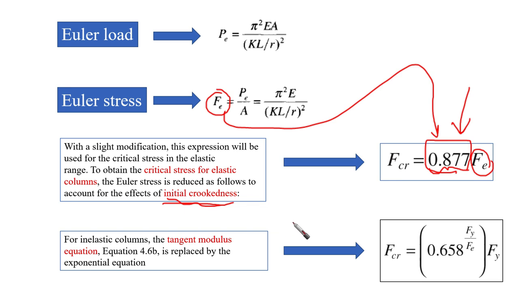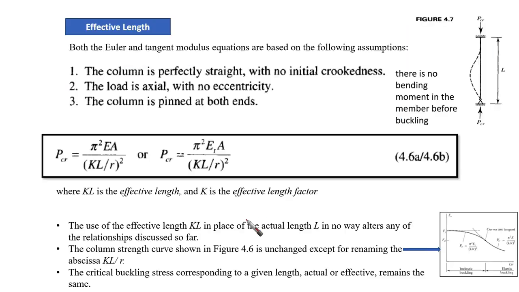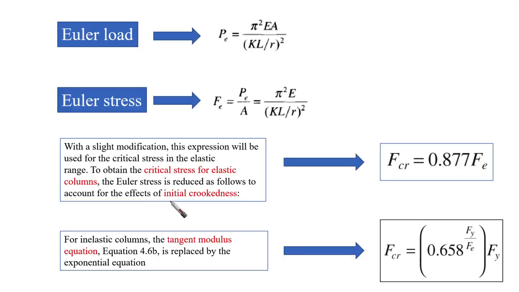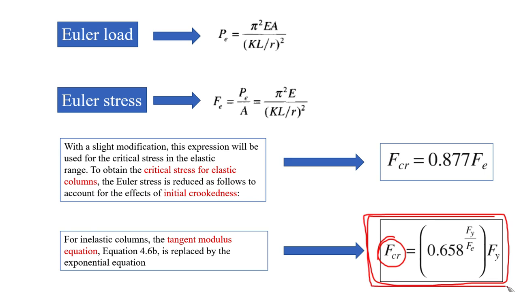For the inelastic range, if we go back here, right here, this is the inelastic range, we are in the range that we need an empirical formula. So this empirical formula is going to be given for us, as you can see, Fcr equals 0.685 to the power Fy over Fe, times Fy. From where can we get this? As we said, it is based on an empirical formula. AISC studies could suggest it for us.